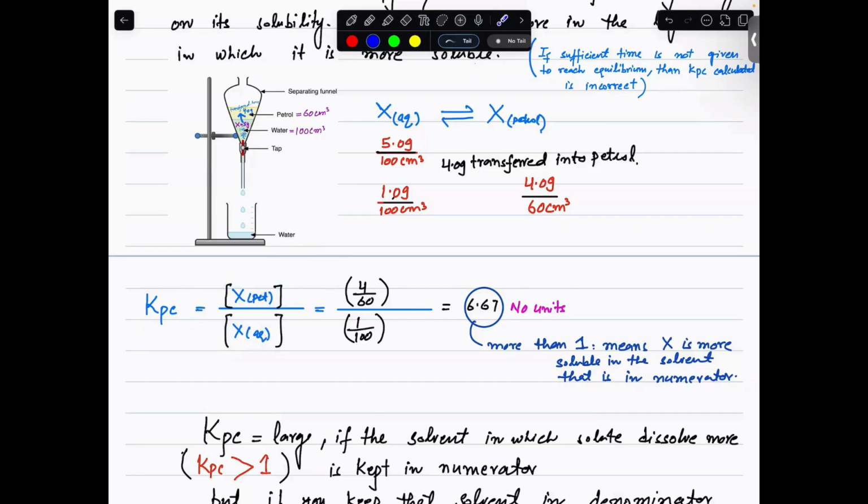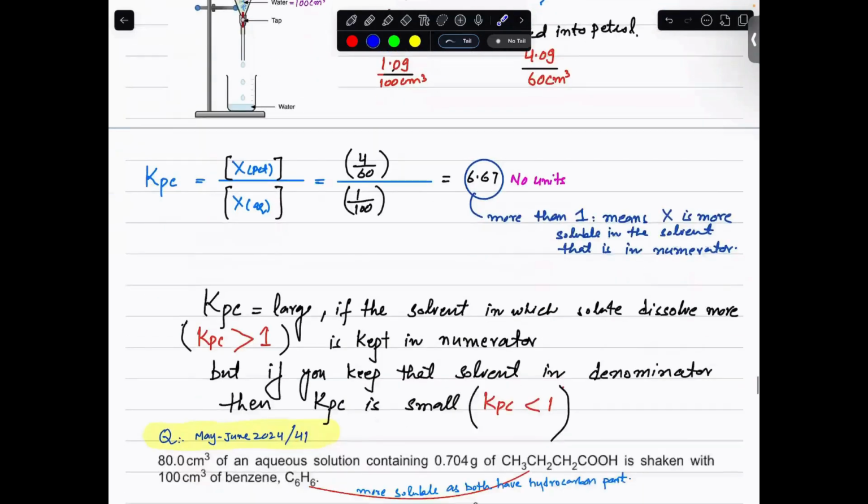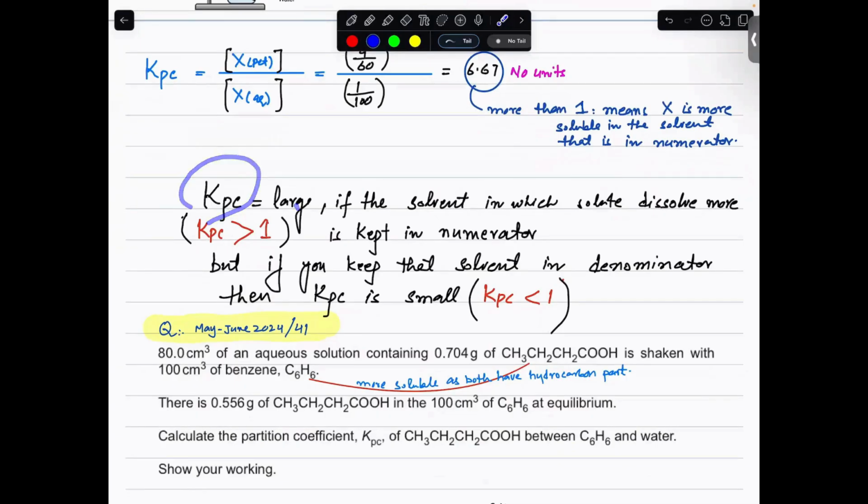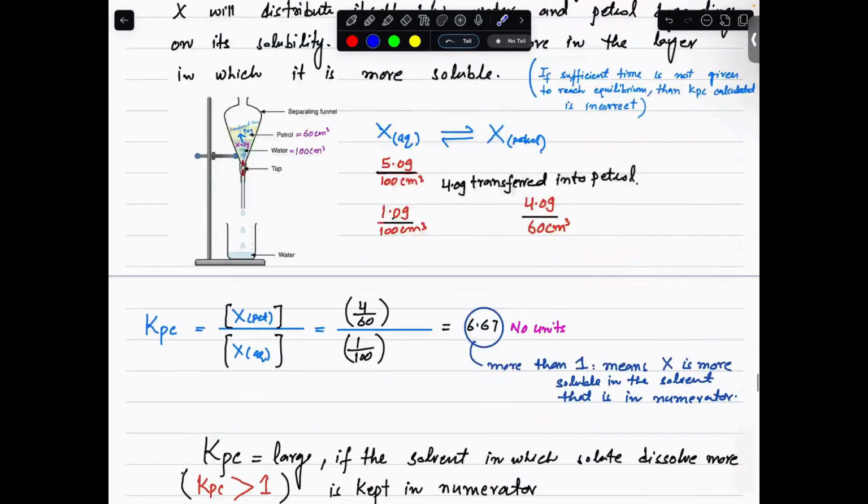Now, you see that the value is 6.7, which is more than 1. More than 1 means the numerator is more, meaning the solute is more soluble in the solvent that you are keeping in the numerator. If Kpc is large, more than 1, it is because the solvent in which the solute dissolves more is kept in the numerator. But if you keep that solvent in the denominator, it would be 1 by Kpc. Look, this is the definition.